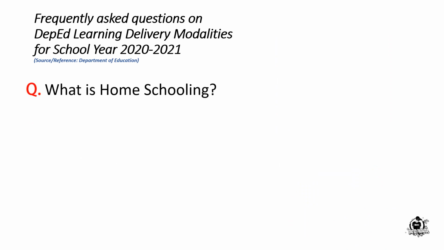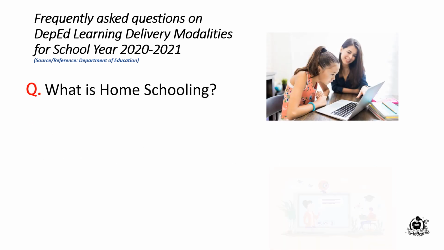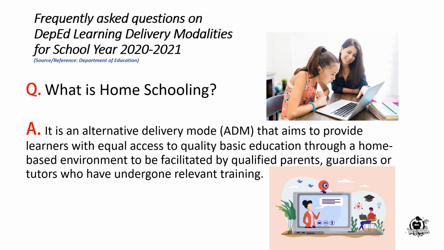Okay, so the next question is, what is homeschooling? Homeschooling is an ADM or alternative delivery mode that aims to provide learners with equal access to quality basic education through a home-based environment to be facilitated by qualified parents, guardians, or tutors who have undergone relevant training.